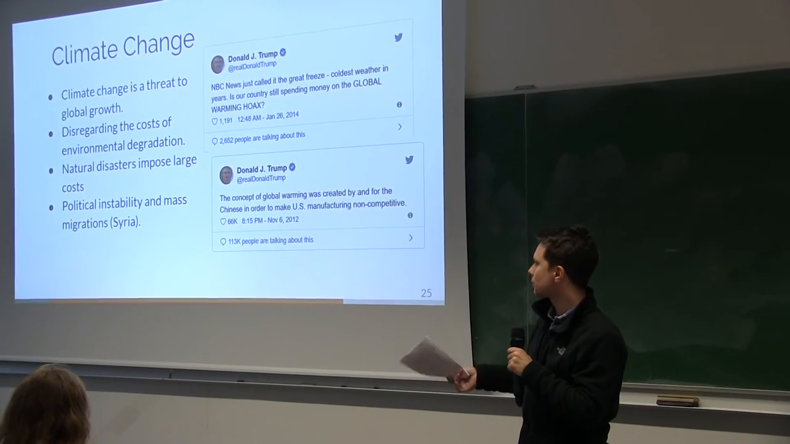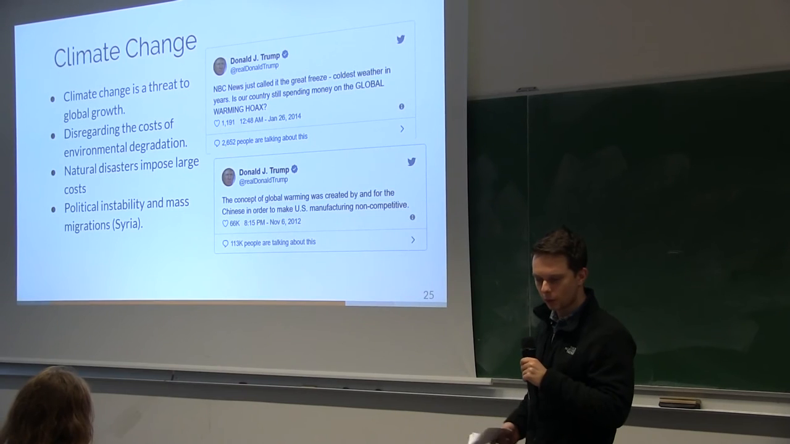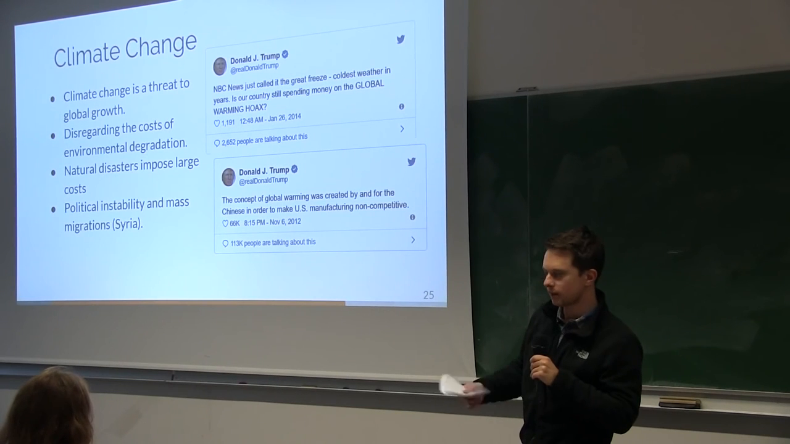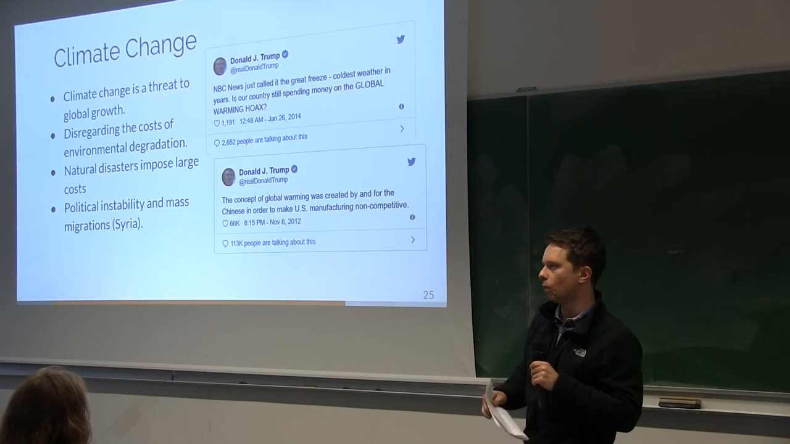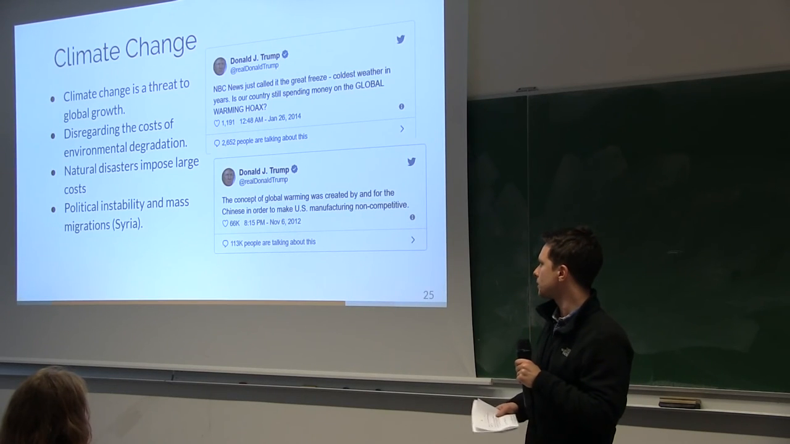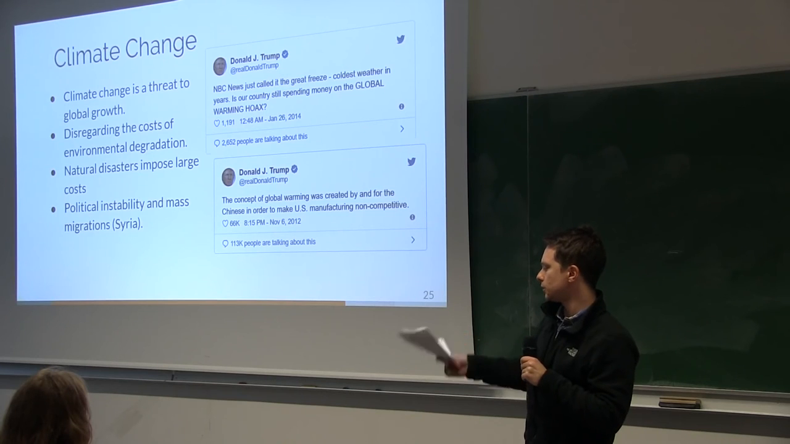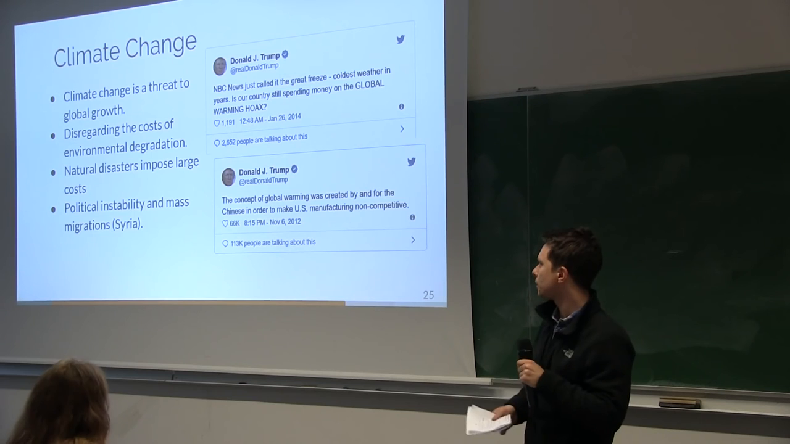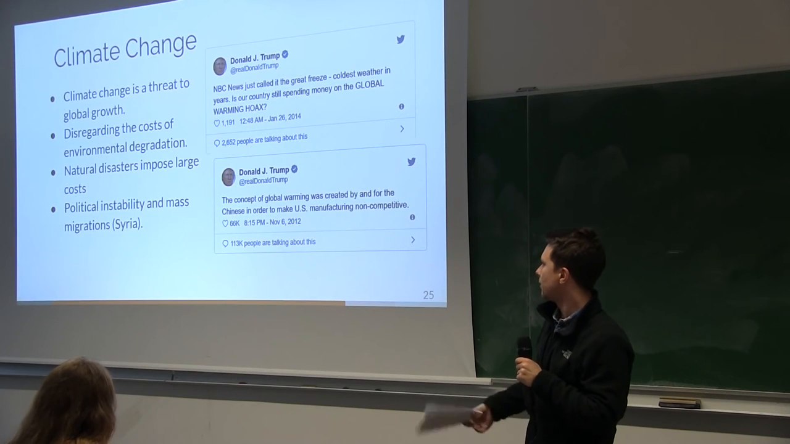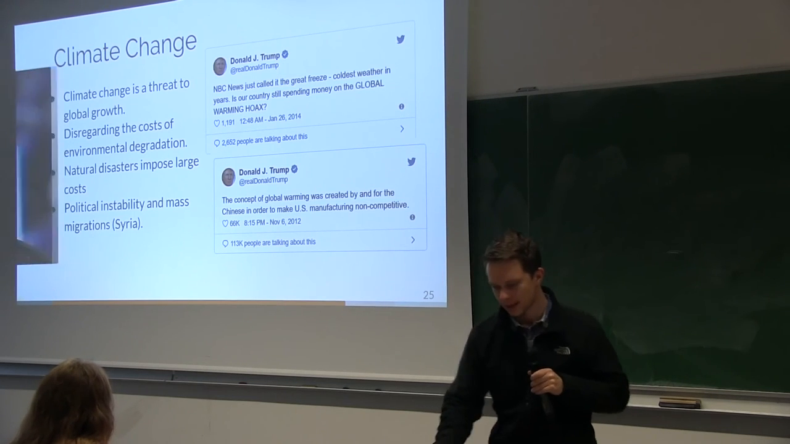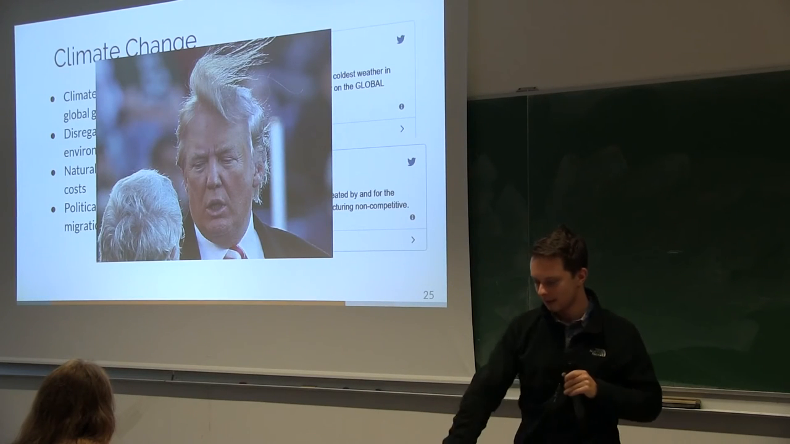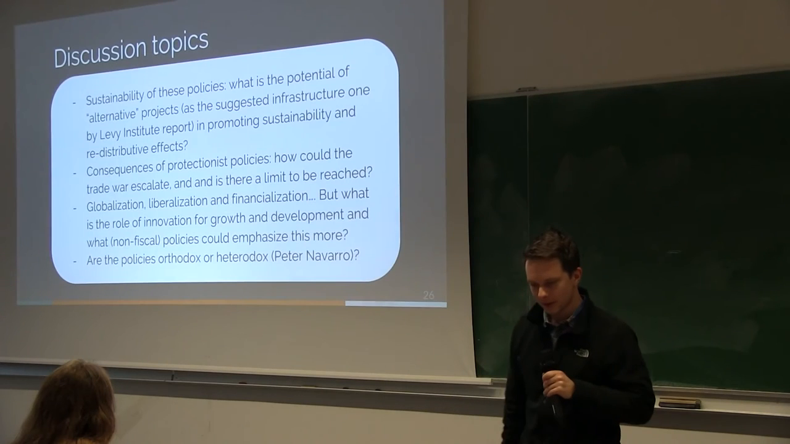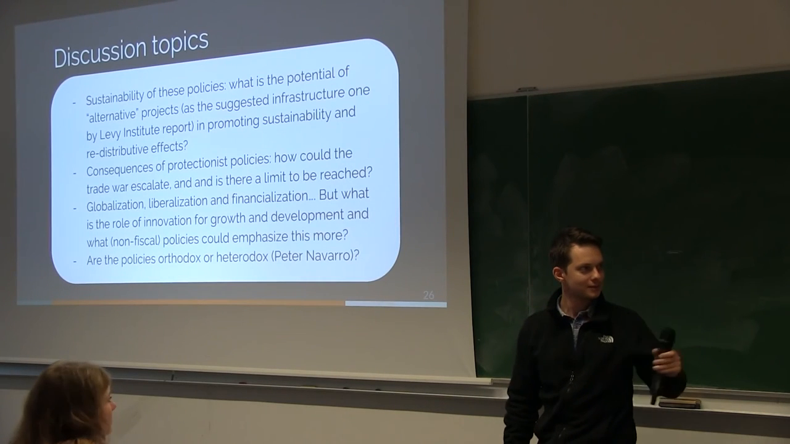And neglecting the importance of global warming may also cause political instability, because there were several studies that explain the civil war in Syria as a result of a series of droughts. So the more global warming you have, the more droughts you have, and the more natural disasters like that you may have in the future. And that's it. And now we are opening the floor for discussions.